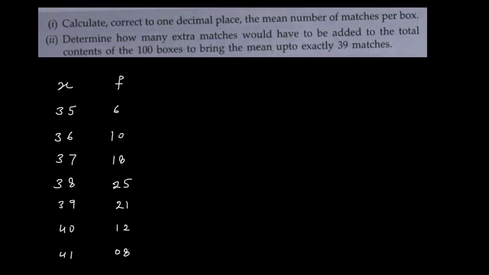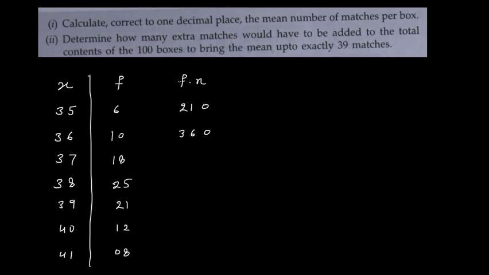So now what we will do, in the third column we will find f into x. What is f into x? Now here the product is a little difficult, not that difficult, but okay. Now 6 into 35, so 6 5s are 30, 3 carry, and 6 3s are 18, 18 plus 3 is 21, so it is 210.